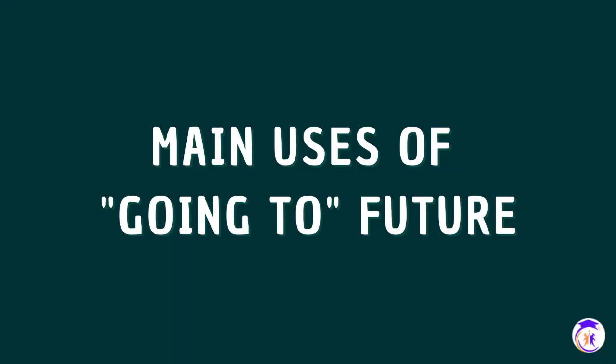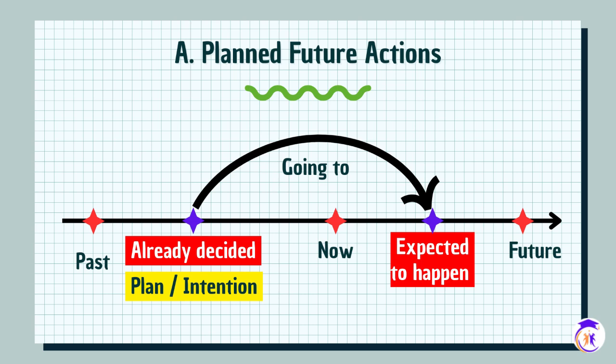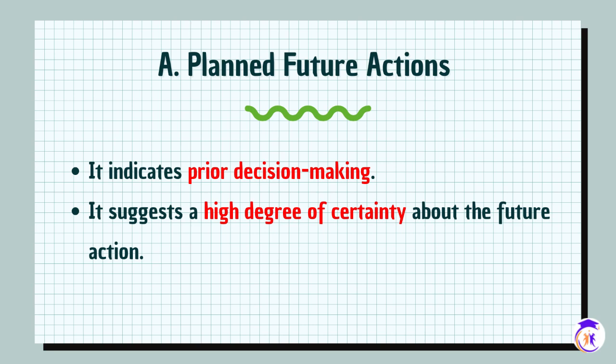The going to plus verb construction is commonly used to express future events or actions, with specific nuances depending on the context. Now let's break down the main ways to use going to for future events. Plan future actions. The going to future is often used to discuss plans or intentions that have already been decided before speaking. It emphasizes that the action is prearranged or intentional rather than spontaneous. It indicates prior decision-making. It suggests a high degree of certainty about the future action.